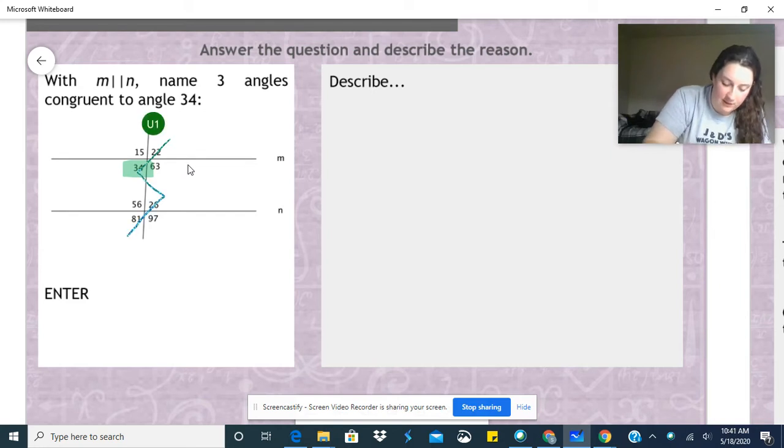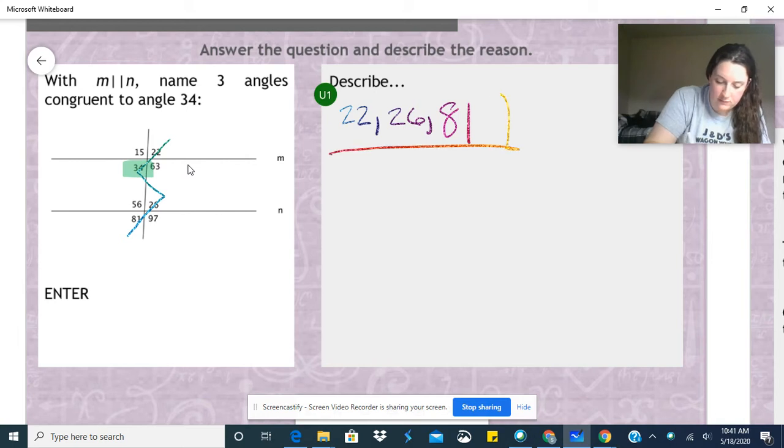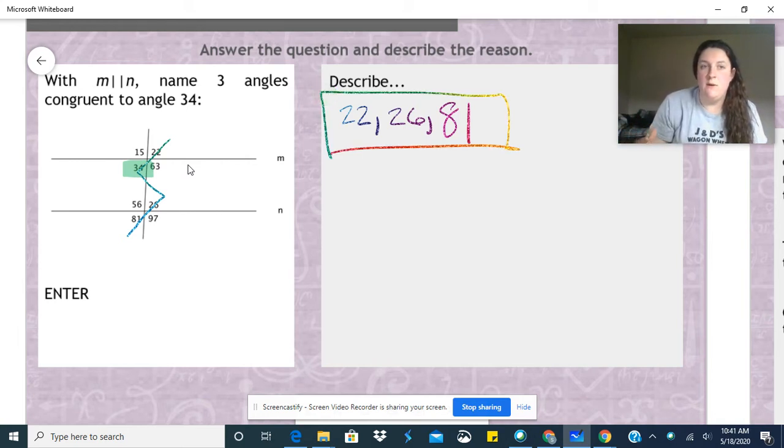So my 3 angles would be 22, 26, and 81. That is all you need to do for naming the angles, right? But when it asks you to describe, it wants to know why.